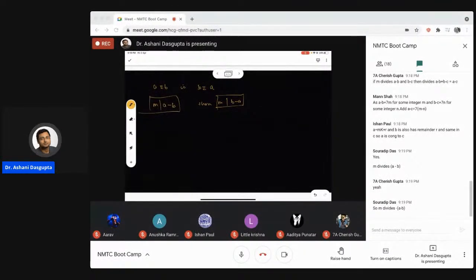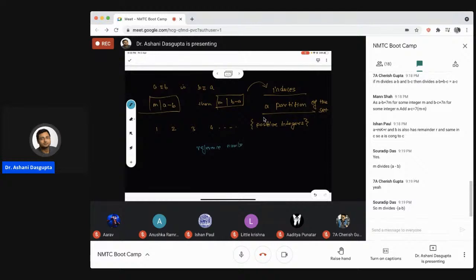The really interesting part of this entire story of equivalence relation is that it induces a partition of the set. So I will tell you what that means. Basically, you start with a set of numbers. Let's say 1, 2, 3, 4. Let's take all the positive integers. And let's decide on a reference number m.